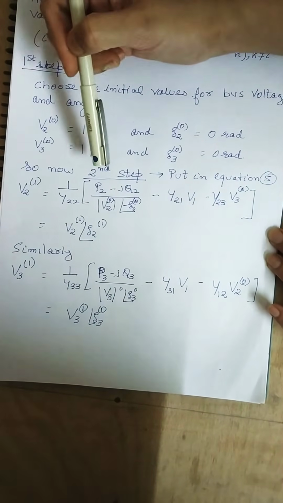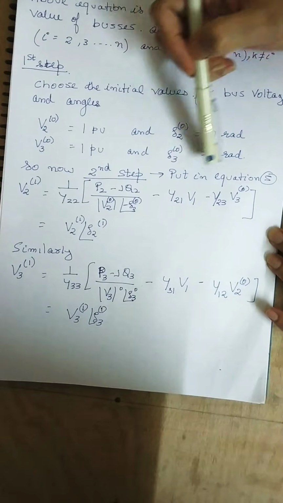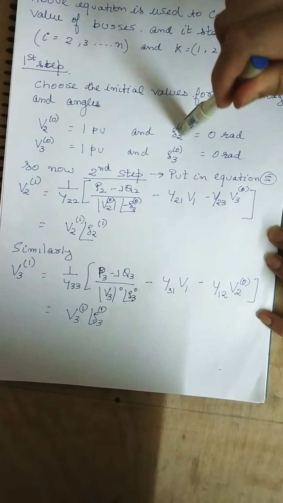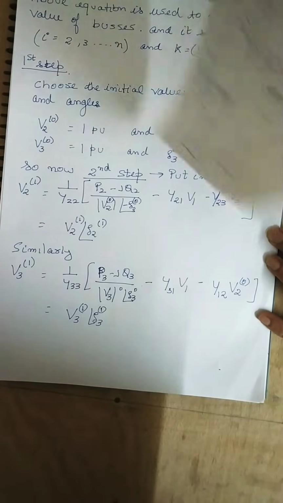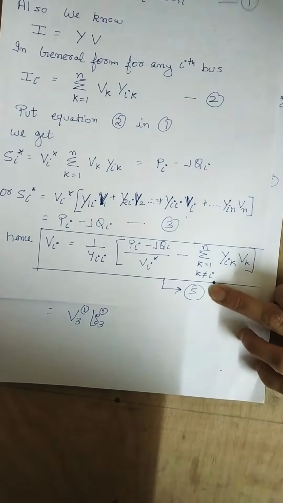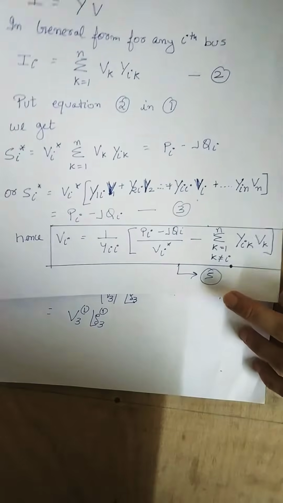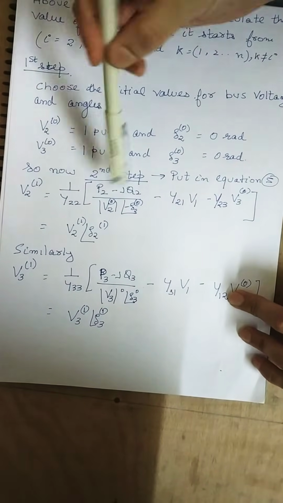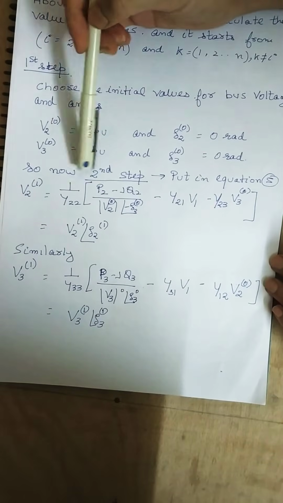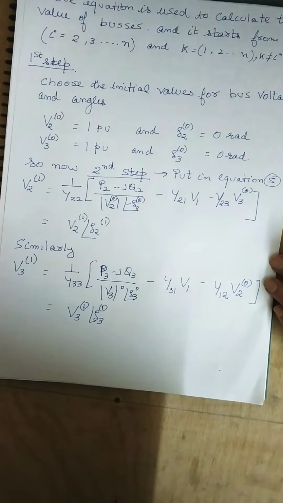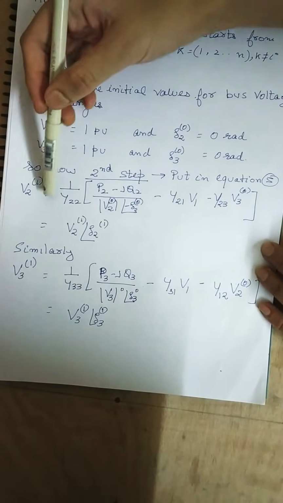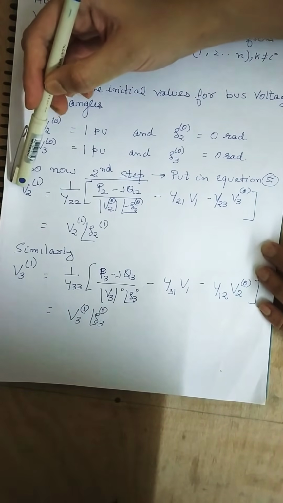So now the second step is to put these initial values in equation number 5, this equation. I hope you have written this equation in your copies, and we can move further. So the second step is put in equation 5. When we put in equation 5, we will get our first iterative value of V2.